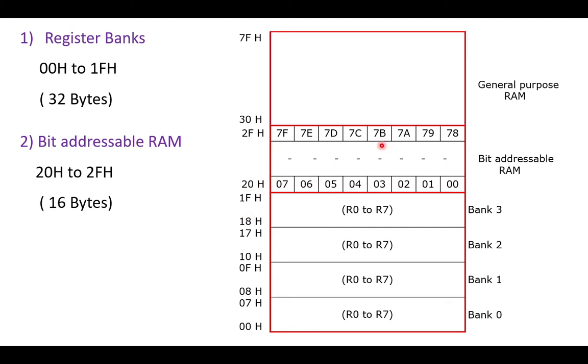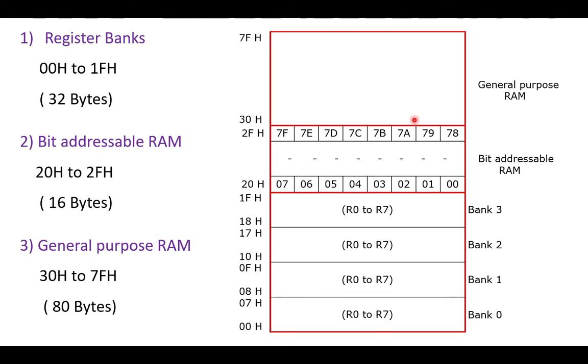And the third part is general purpose RAM, and it spans from 30H to 7F. It is used for general purpose, and in total it has 80 bytes. So in short, 32 bytes of register banks, 16 bytes of bit addressable RAM, and 80 bytes of general purpose RAM forms 128 bytes of internal RAM. Now let us go in detail to each of the group.